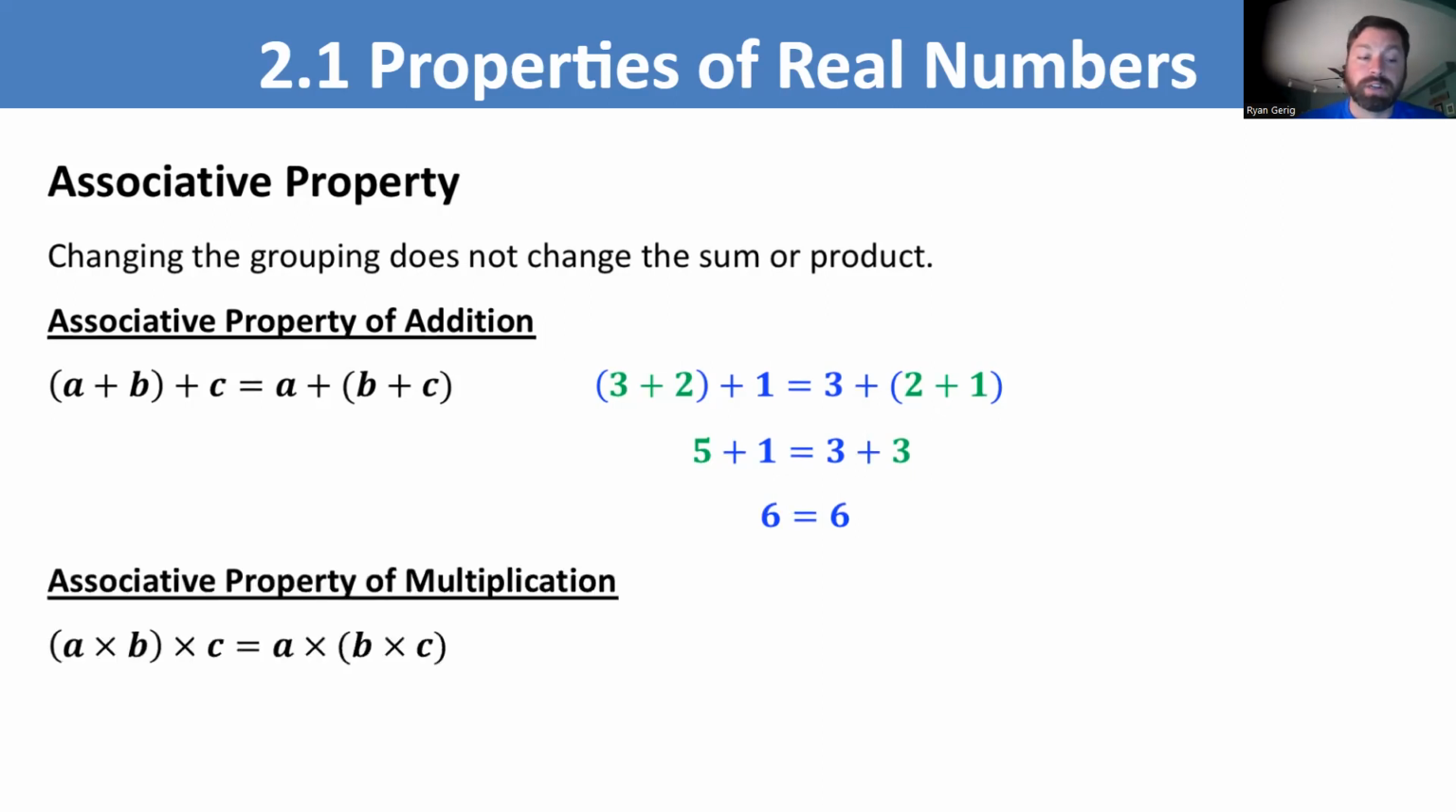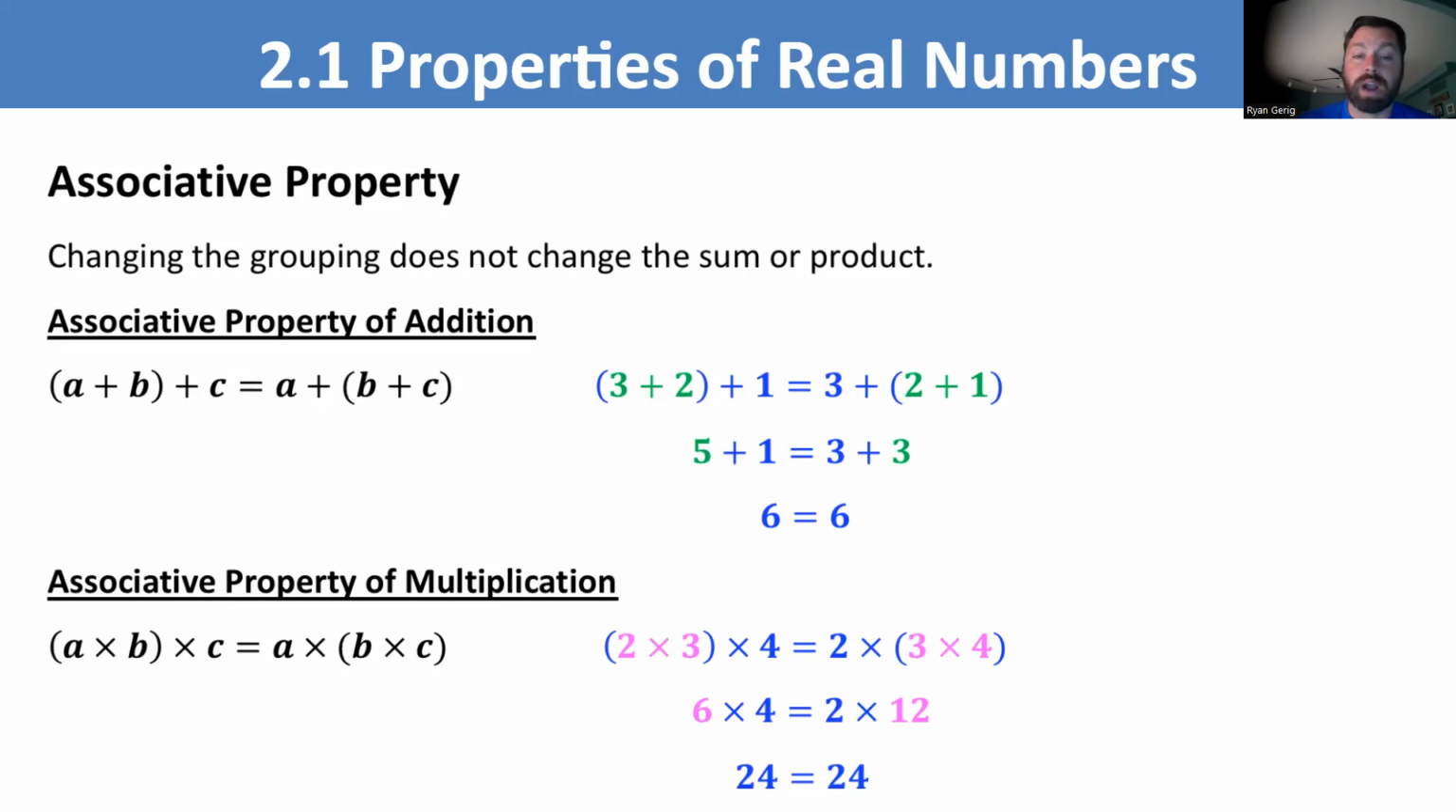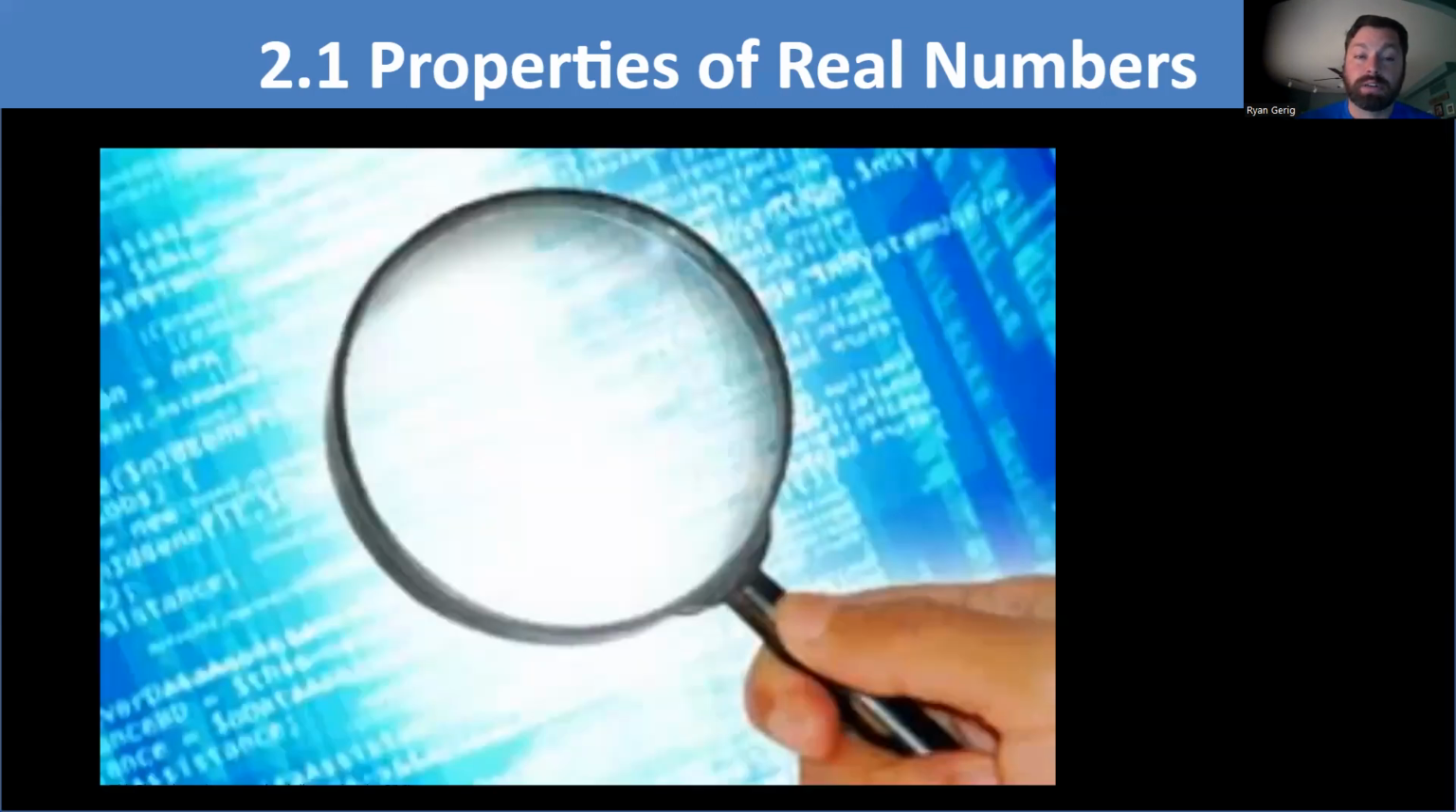Let's do it with multiplication. 2 times 3, I'm going to do that first. I get 6. And then 6 times 4 gives me 24. What if I move the grouping symbols to the 3 and the 4? Well, 3 times 4 is 12. And 2 times 12 is also 24. The associative property works for addition and multiplication.